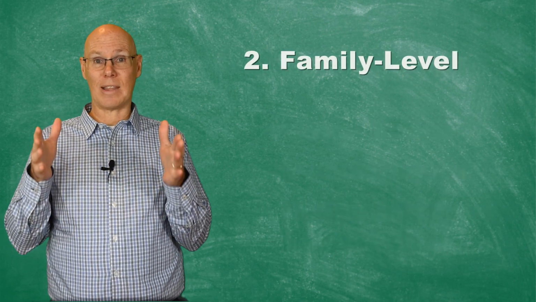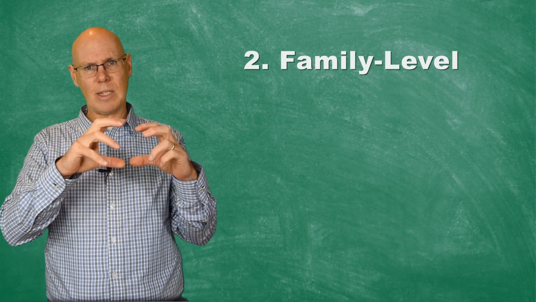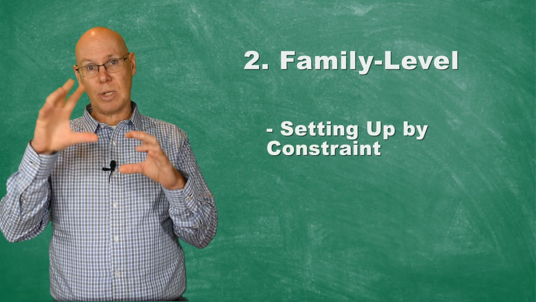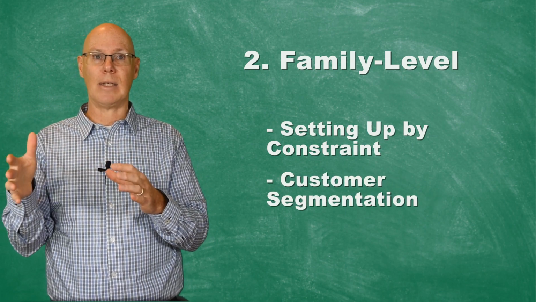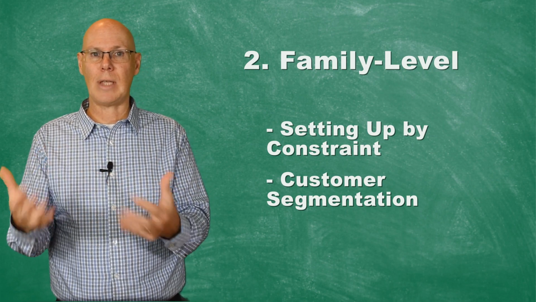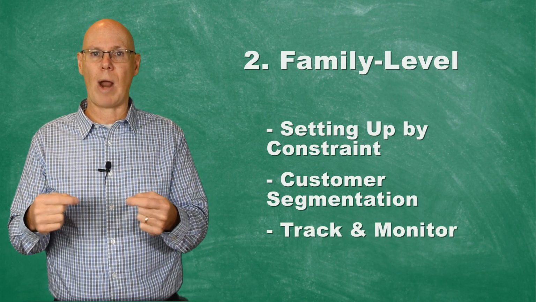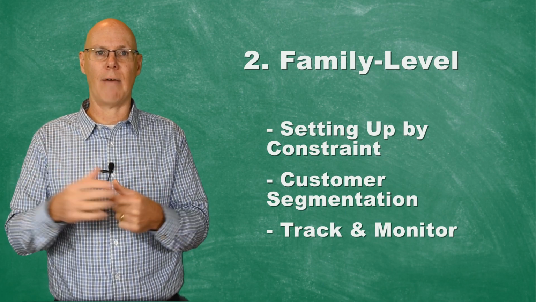Secondly, S&OP is at the family level. If we do this well, setting up those families by constraint, and then using demand streams to segment our customers with an eye to segmenting specifically around our go-to-market strategy, which includes setting lead time, then we can track and monitor our lead time and our backlog at this level.